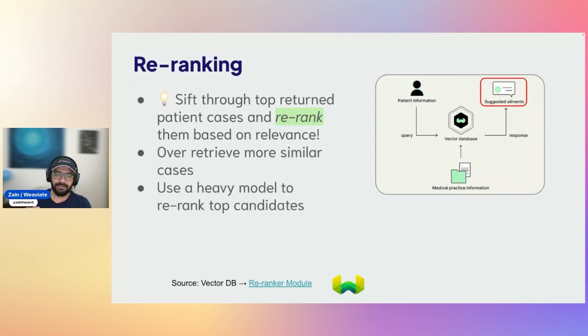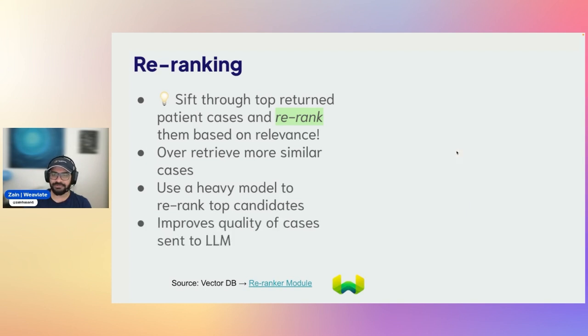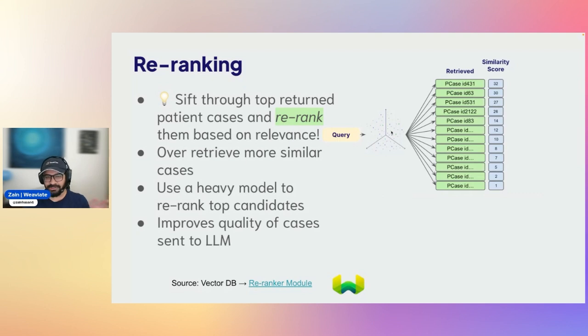But this time using a much heavier, more powerful model that might not be doable across all of your billions or millions of objects, but it is doable over a smaller subset of candidates that the initial search, the vector database, has deemed worthy. And so in this case, what happens is you go to your vector database, you pass the query in, but now you overfetch.